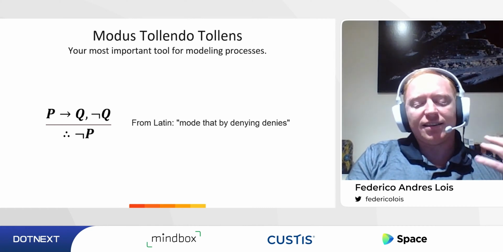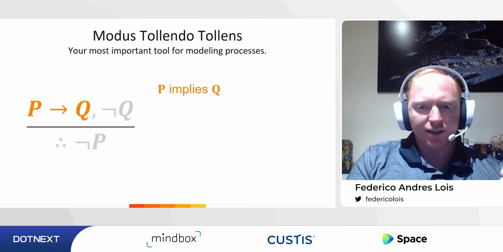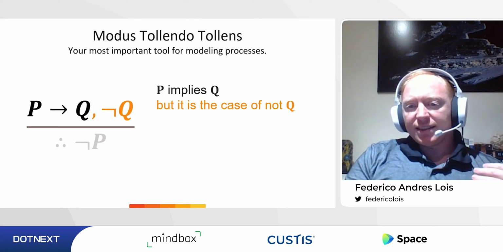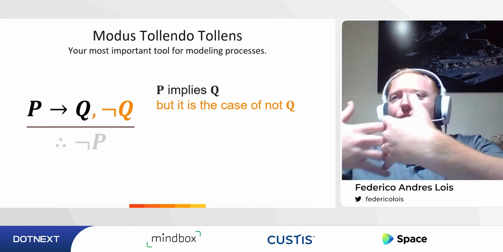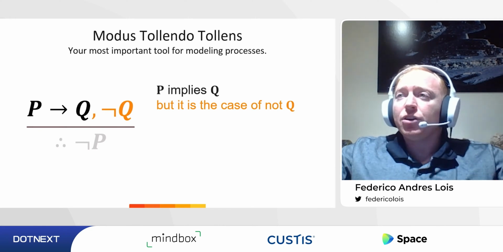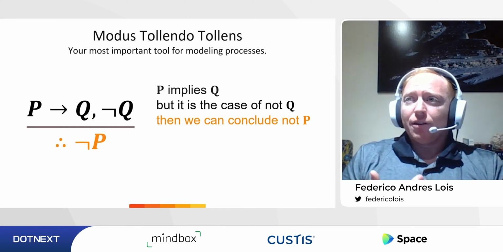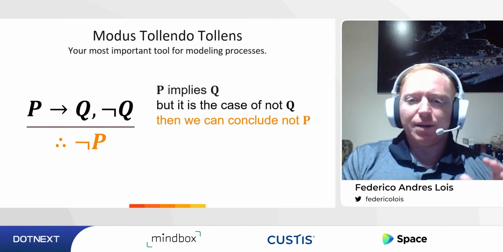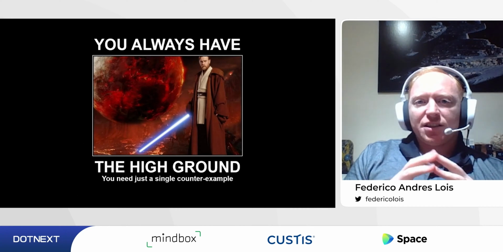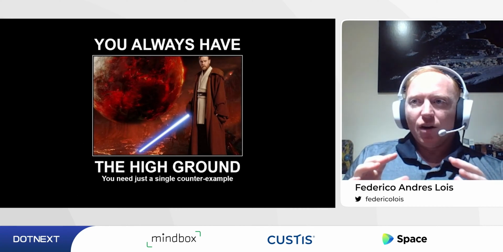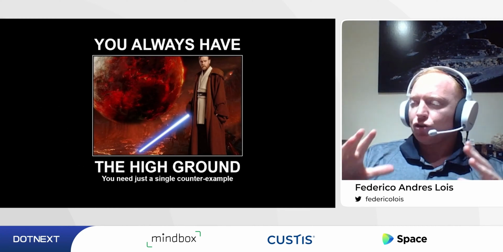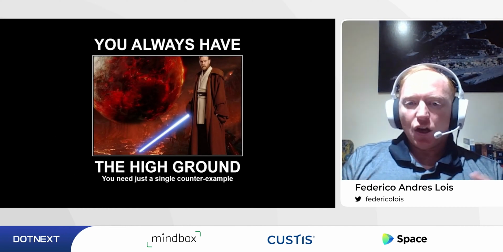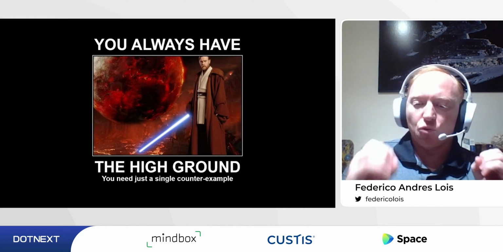So essentially, this is the logic proposition. You say, okay, if P implies Q, but in this case it is the case of not Q, I can show you somehow that not Q is true. Then we can conclude by just this assertion that not P is true. This has huge implications, because what this means is you always have the high ground. Whenever you are trying to decide if an assertion is true, and you can find a single counterexample that kills that assertion, you know that that assertion is not true and it needs work.